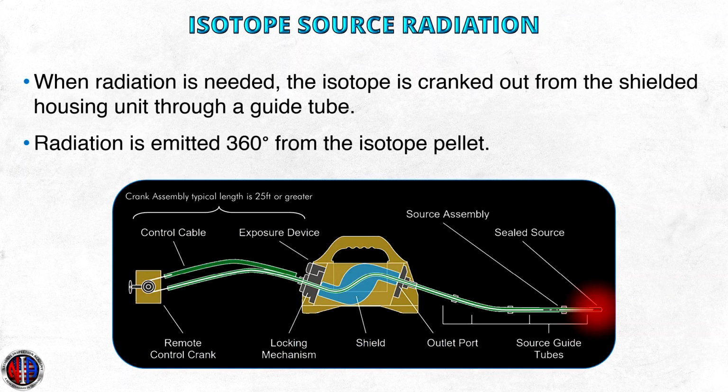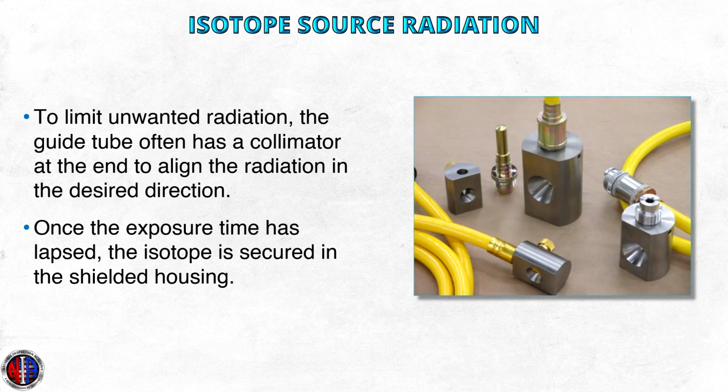When radiation is needed for an RT application, the isotope is cranked out from the shielded housing unit through a guide tube. The radiation is emitted 360 degrees from the isotope pellet. To limit the unwanted radiation not used for the inspection, the guide tube often has a collimator at the end to shield the radiation, except in the direction necessary to make the RT exposure. Once the exposure time has lapsed, the isotope is cranked back through the guide tube until it enters and is secured in the shielded housing.